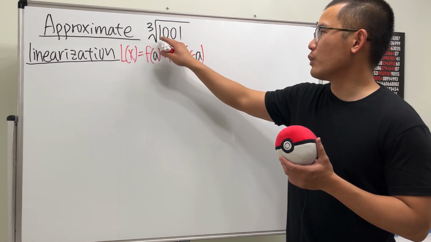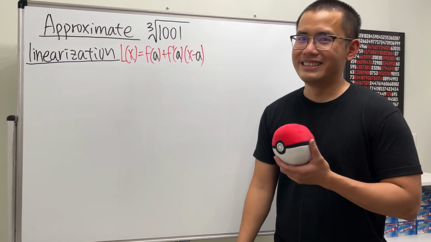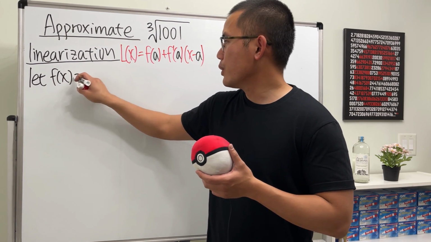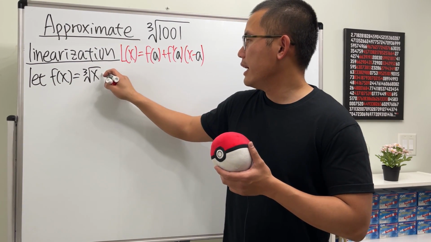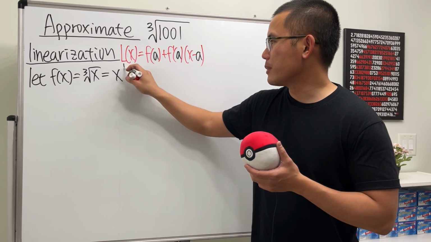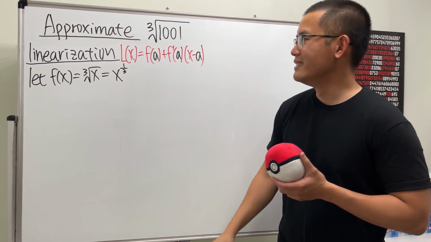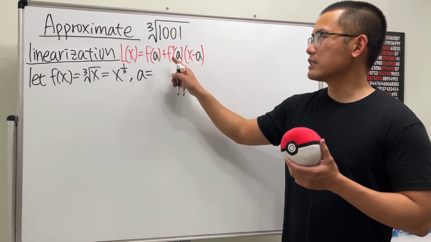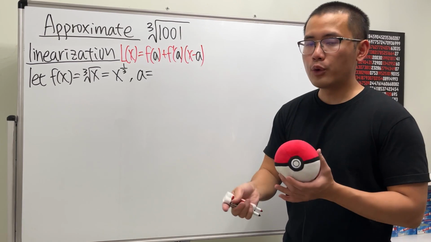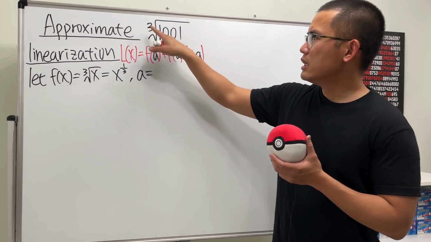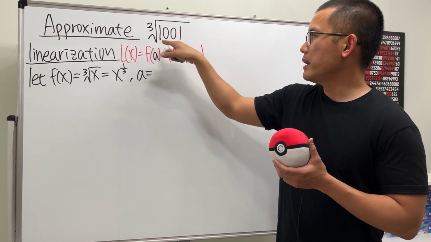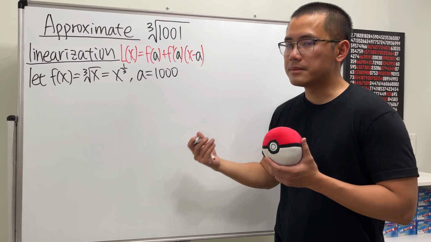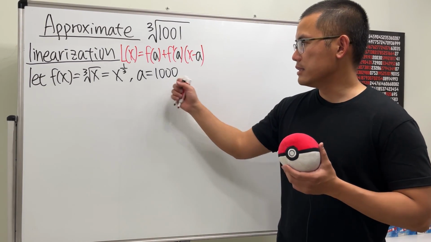Of course, we will need to have a function first. Here we have the cube root of 1001, so the function is just the cube root of x. So define the function: let f of x be equal to the cube root of x. We are going to write this as x to the 1/3 power because we will have to take the derivative. And what's the a value though? Well, we don't want to say 1001 for the a value. That's the value that we're trying to get. The easiest cube root that we can get is 1000, because the cube root of 1000 is 10, right? 10 times 10 times 10 gives us 1000. So this is the a value.